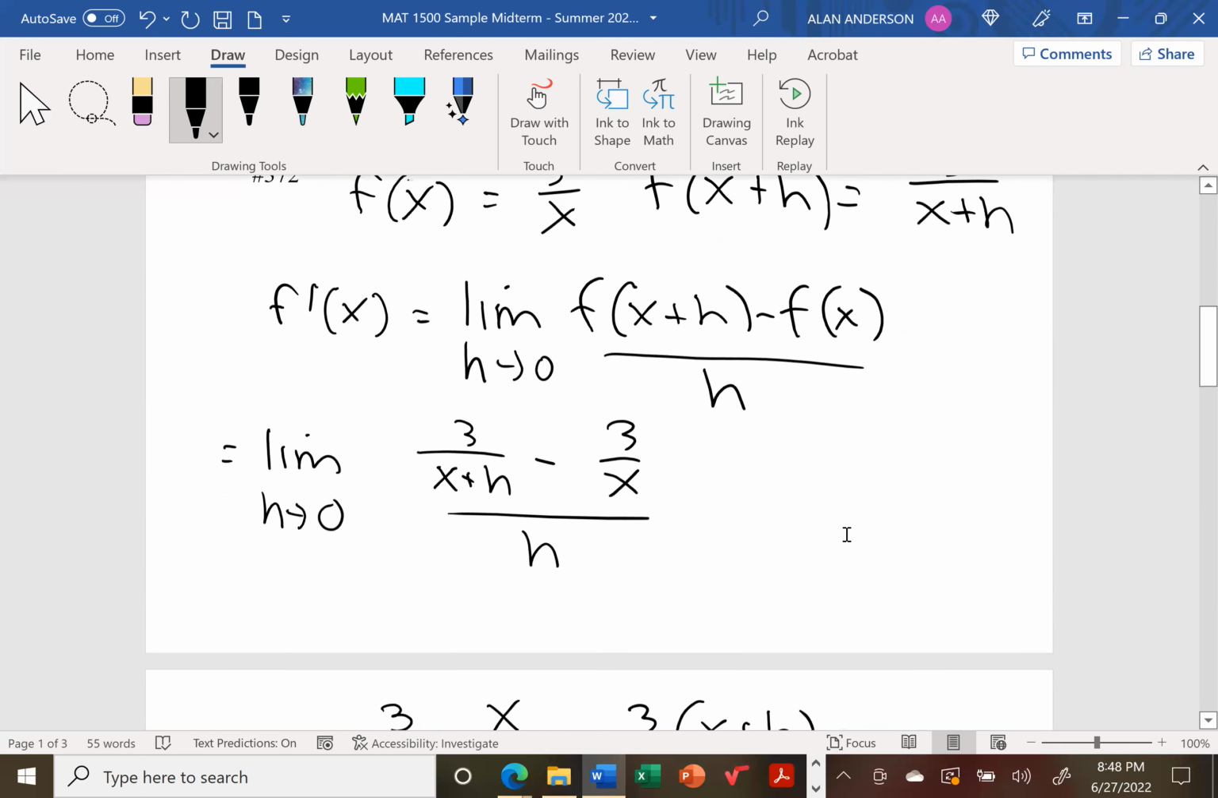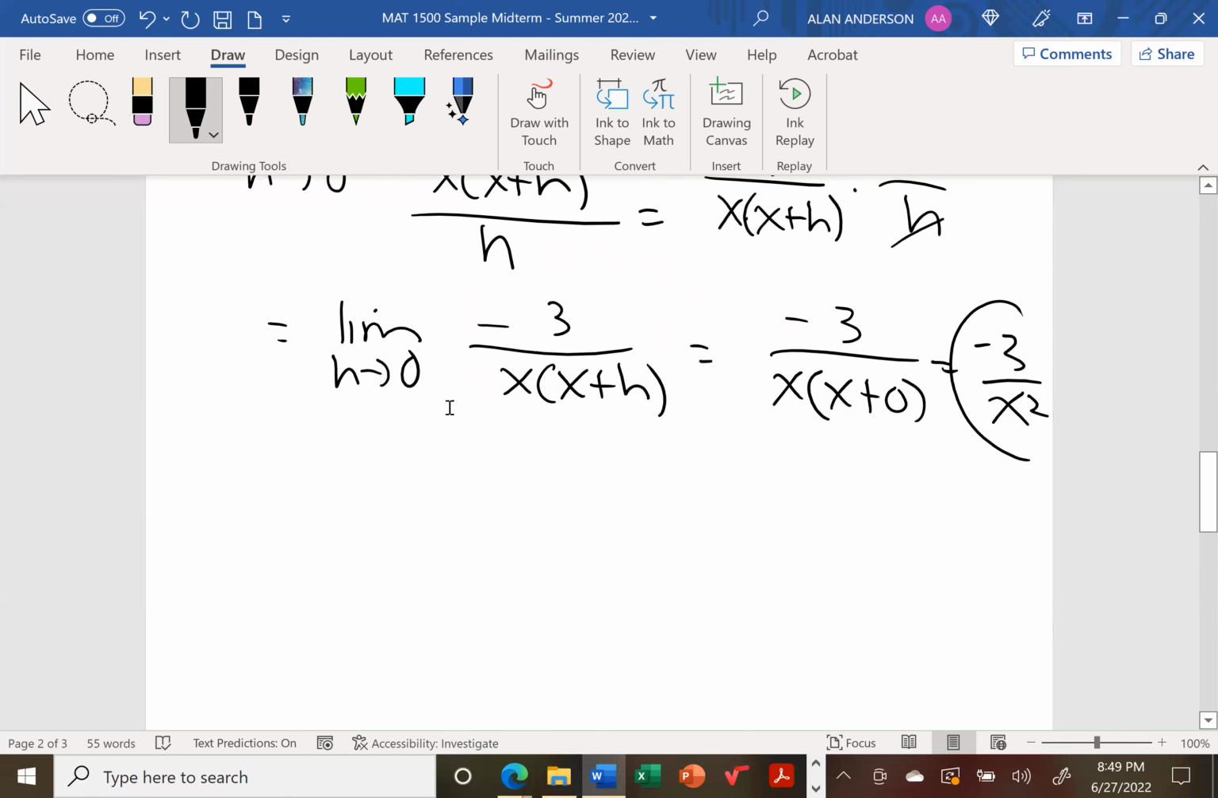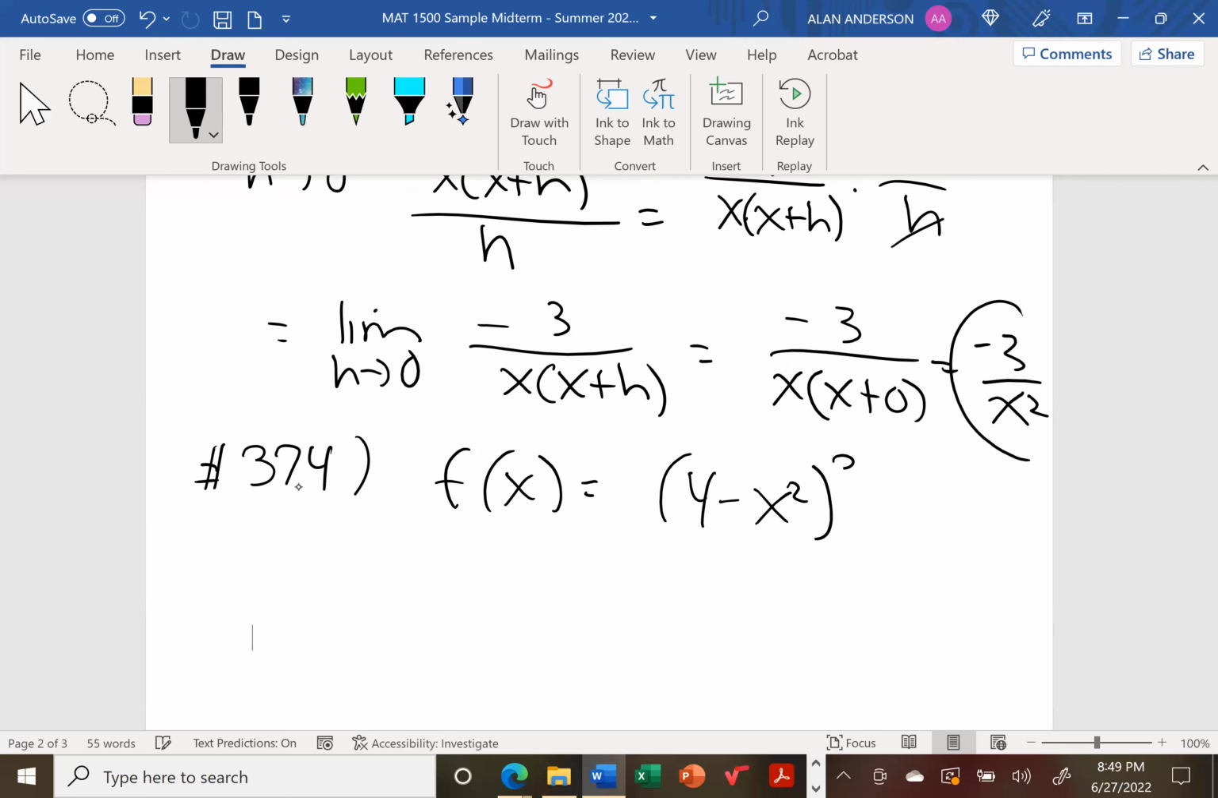Okay, now the rest of these are just rules. The thing is, it's good to know how to do this definition, but once you've done it once or twice, there's really no need to keep using the definition because the rules are designed to make things a lot quicker. So for example, the next one should be 374. Here we've got the function is 4 minus x squared, all raised to the third power.